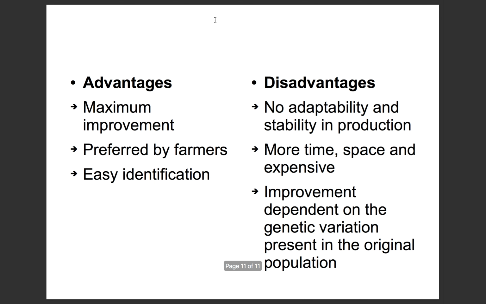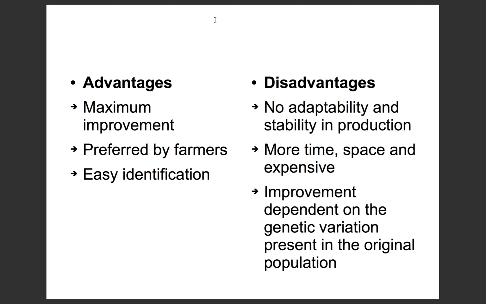And if you see the advantages and disadvantages of pure line selection, first, if we see into the advantages, pure line selection achieves maximum possible improvement over the original variety, and pure line varieties are extremely uniform. They are therefore preferred by farmers and also consumers, in contrast to the less uniform variety developed through mass selection. Due to this extreme uniformity, the pure line is easily identified in seed certification programs.